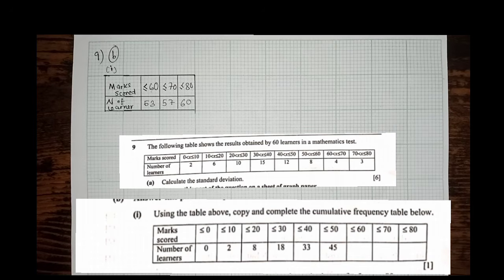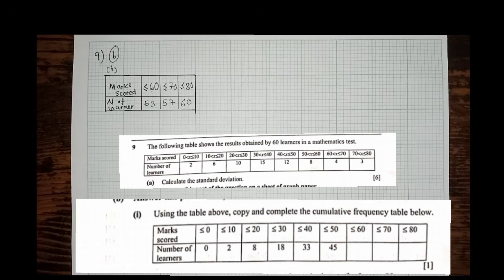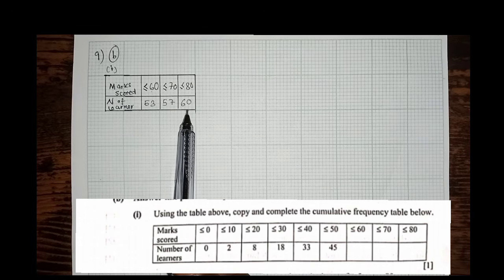8 plus 10 gives 18. 18 plus 15 gives 33. 33 plus 12 gives us 45. 45 plus 8, this is where we get 53. 53 plus 4 gives 57. 57 plus 3 gives 60. And remember, they said the total number of learners is 60. So under cumulative frequency, the last number here must be 60. Mind you, it must be 60.